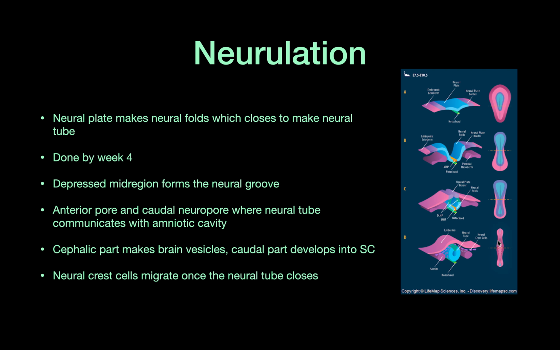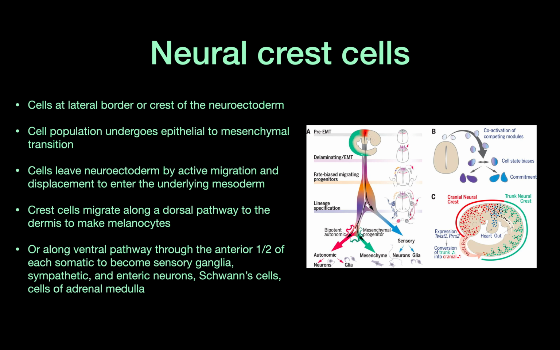So you can see here, the neural crest cells are at the lateral border of the neuroectoderm, and the cell population undergoes epithelial to mesenchymal transition. So once the tube has been closed, it kind of ingresses in and becomes mesenchymal. The cells will leave the neuroectoderm by active migration and displacement, like I said, to enter the underlying mesoderm.